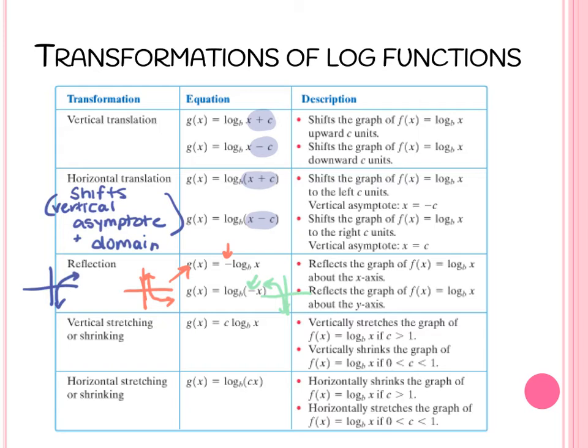Vertical stretch and shrink are the same. If the number on the front of the log is greater than 1, it stretches it vertically. If it's a fraction, it shrinks it vertically. If it's inside the parentheses, it's a horizontal shrink, which really still means it's narrow, and a horizontal stretch, which really just means it's flattened out. But again, you will plot points to figure out those stretches and shrinks.